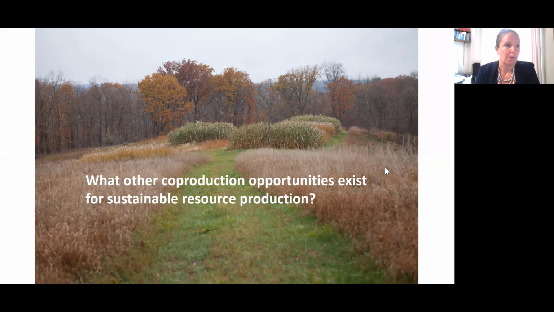So I would challenge you to think about what other co-production opportunities exist for sustainable resource production. And in some cases, we could look at resource production that is combined with recreational opportunities. We could look at supporting native habitat regeneration and biodiversity while we also generate income through recreation. And that would provide another example of co-production. In Ohio right now, there are some emerging issues around co-production of solar energy and agricultural systems. So there are many different examples to which this idea of co-production systems can be applied.